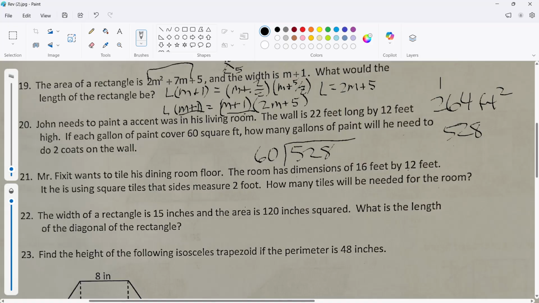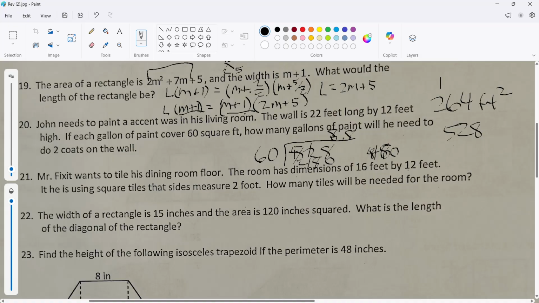So let's see, 6 times 8 is 48, and I carry down a 0: 480. 528 minus 480 is 48.